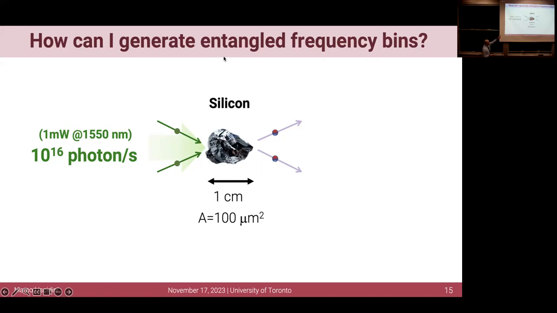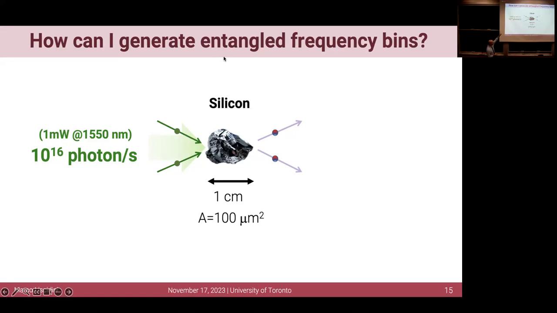So let's assume I take a piece of silicon of 1 centimeter, and let's assume that I focus 1 milliwatt, which is the typical power of a laser pointer, at 1550 nanometers, because I'm in silicon and I don't want the light to be absorbed. And I focus on a reasonably tight spot of 10 times 10 micrometers square, okay? And let's assume that energy is preserved, phase matching is achieved, all the things that you need to satisfy. And let's see how many pairs I'm going to generate.